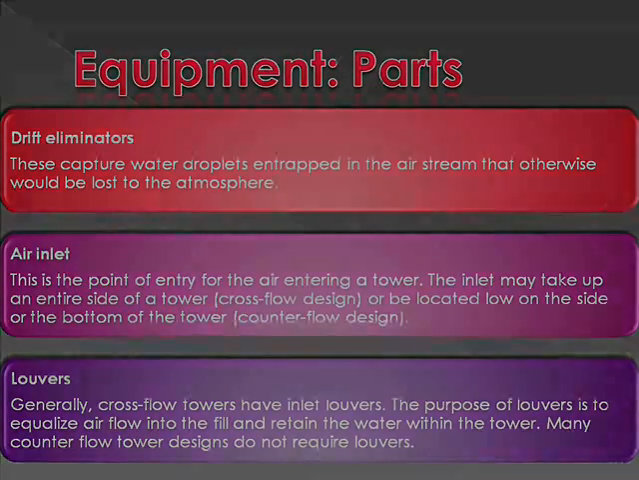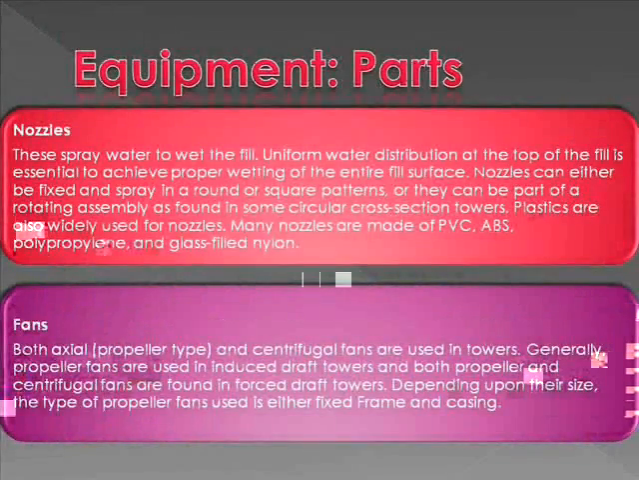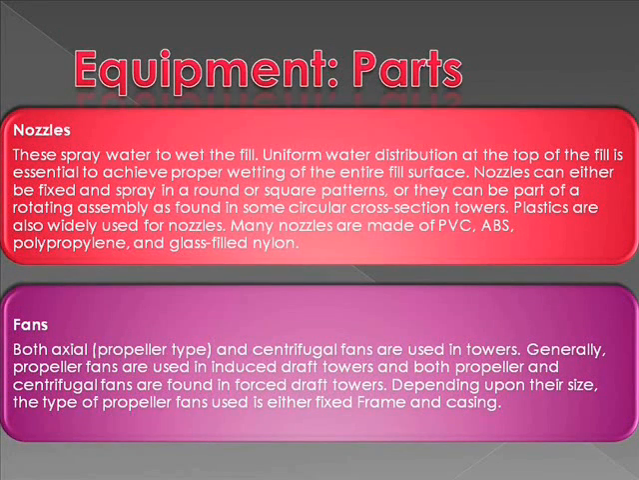The nozzle uniformly sprays and distributes water to achieve proper, effective wetting of the fill surface. It is usually made of plastic and can either be fixed or spray in patterns. Depending on design, fans can be located at the top or bottom, inlet or discharge. Generally, propeller fans are used in induced draft towers, and both propeller and centrifugal fans are found in forced draft towers.